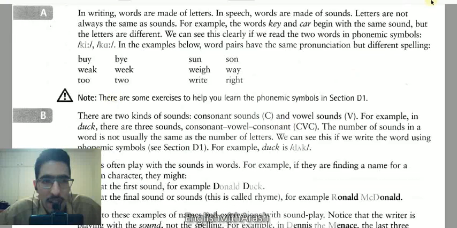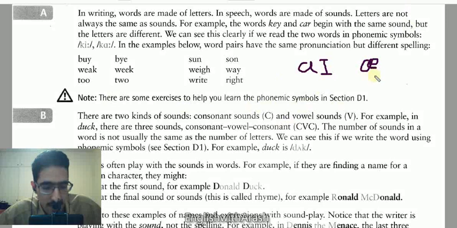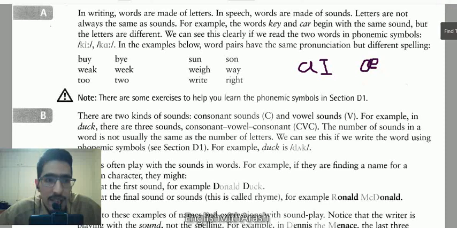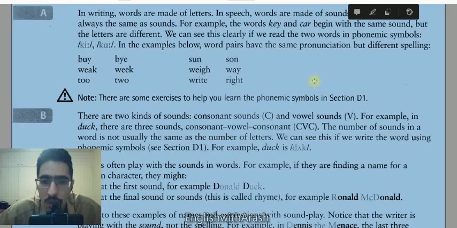It says there are some exercises to help you learn the phonemic symbols in section D1. Phonemic symbols or phonetic symbols are, for example, when I say this one, it's a phonemic symbol. Or when I use this one, like in cat, you see this. Or when I typed up for you the phonetics of box, that was a phonetic symbol. So let me go to the next part.